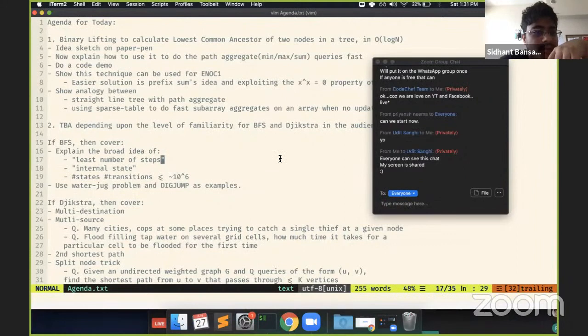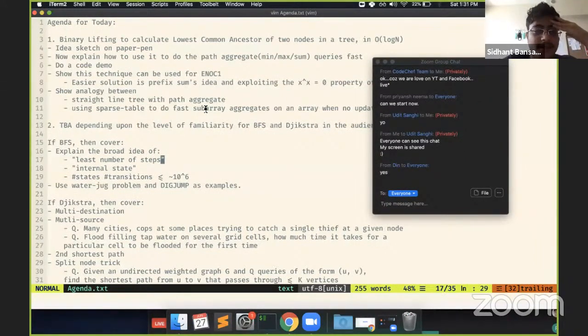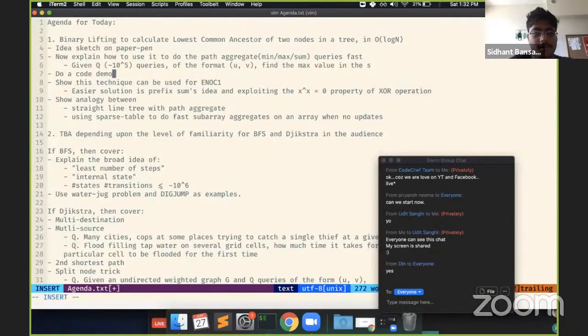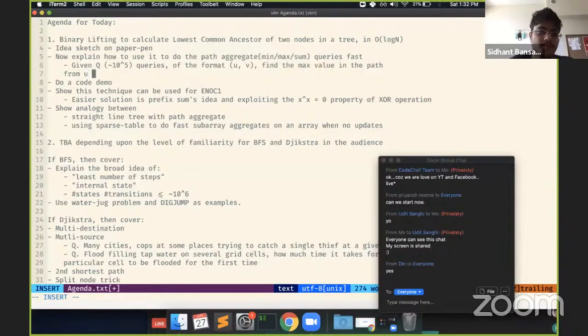This method is, so we'll first cover the idea sketch on pen and paper, and then you can just see the agenda. Then we'll explain how to do path aggregates using that lowest common ancestor thing. So in path aggregates, what I mean is a question of the sort, given q, which is big, around 10 to the power 5 queries of the format u comma v, find the max value in the path from u to v.